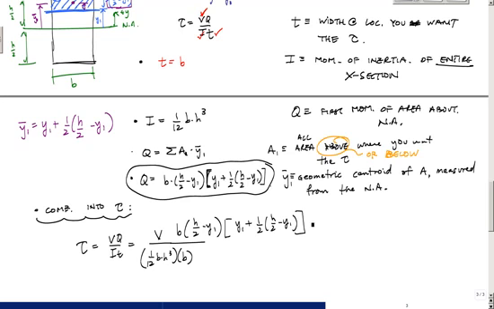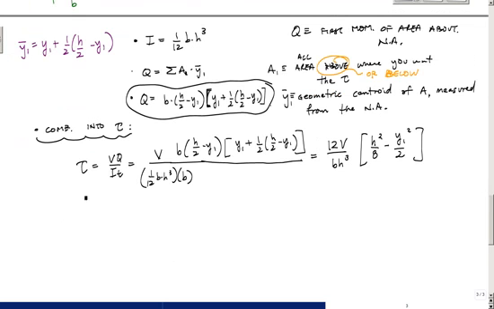So if I do some algebra and make this a little bit cleaner, what this will eventually become is 12V over bh cubed times h squared over 8 minus y1 squared over 2. And then if I factor out a half over there, then I get that tau is equal to 6V over bh cubed times h squared over 4 minus y1 squared. And this term right here should scream to you parabolic.